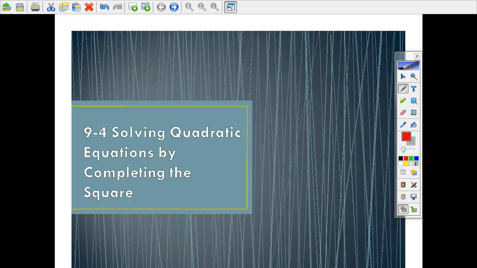This is Chapter 9, Section 4. Today will be a nice short lesson again, solving quadratic equations by completing the square.